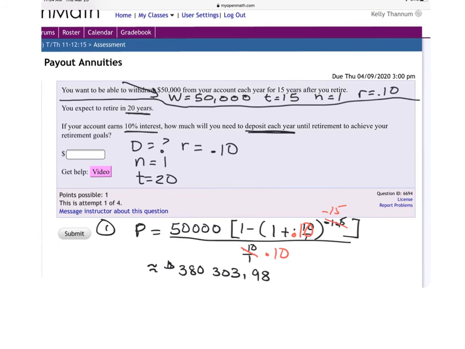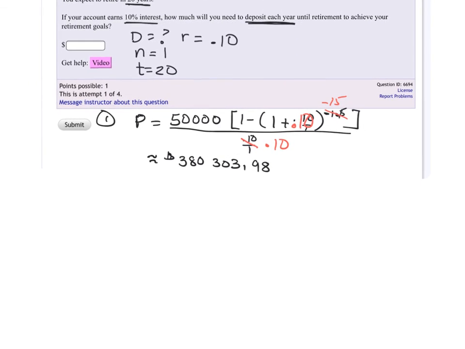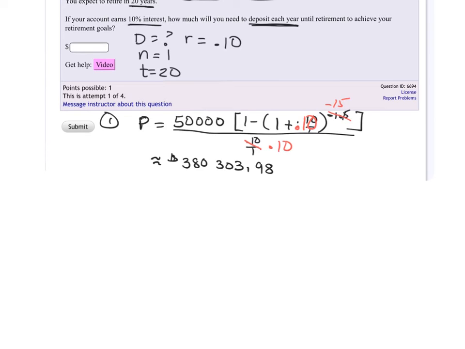Okay, I got $380,303.98. So that's what we are going to need for our annuity for the final amount.